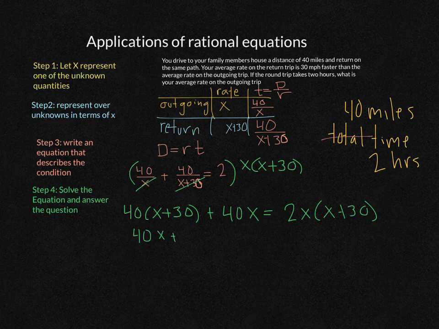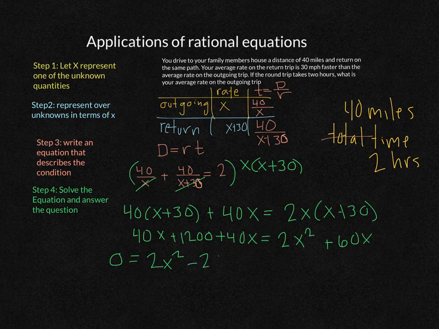40x plus 1200 plus 40x equals 2x squared plus 60x. Now, let's bring everything over to the right side of the equation. Here we end up with 2x squared. Then we have 80x, subtract, or 60 minus 80x is minus 20x, and then minus 1200.